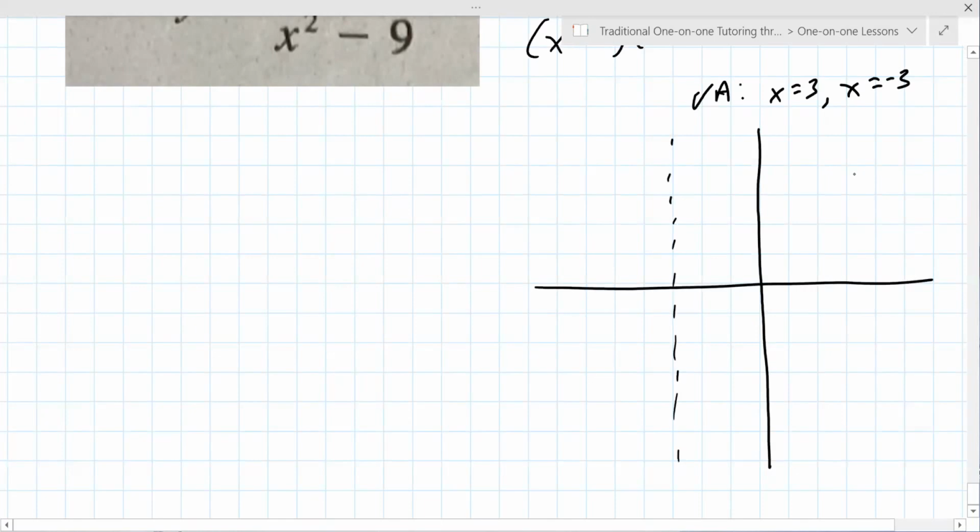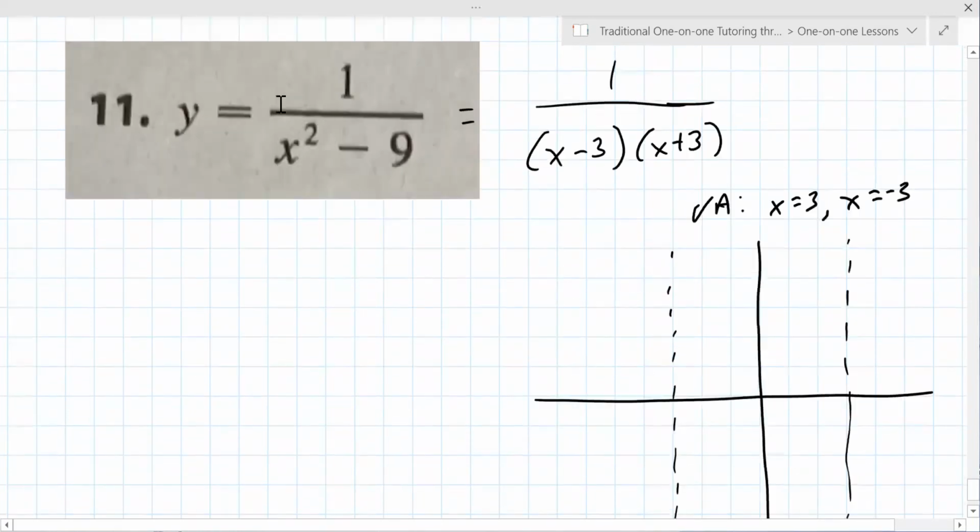Minus 3, positive 3. Okay. Now, what is the horizontal asymptote? Well, what's the degree of the numerator? There's no x, so it's degree 0. Denominator is 2. So it's got this right here.